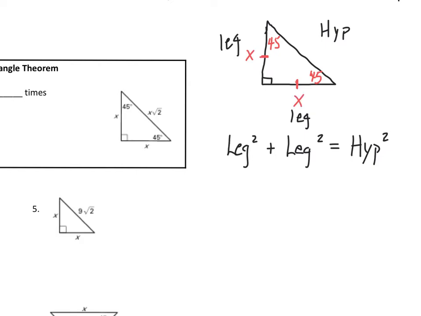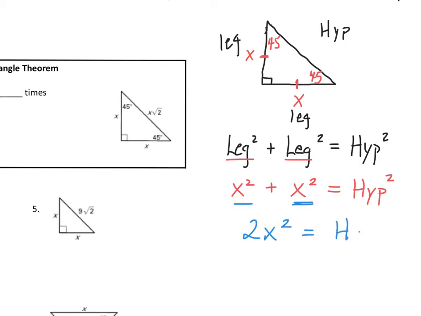So now for my equation down here, instead of saying leg squared plus leg squared, I can say x squared plus x squared equals hypotenuse squared. Now, I'm not quite sure what the hypotenuse is, so I'm just going to keep this as hypotenuse squared. In this specific case, these two are actually like terms, so I can add them up and I'll get 2x squared equals hypotenuse squared.